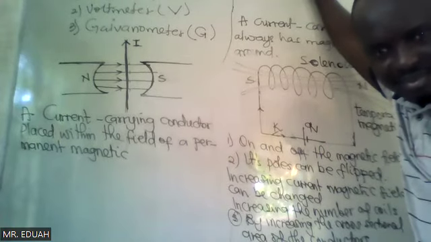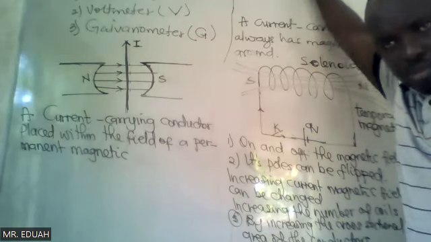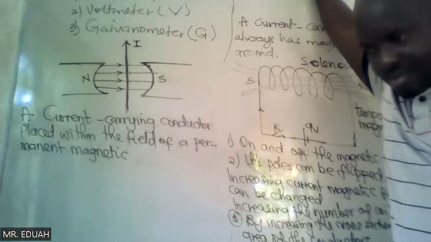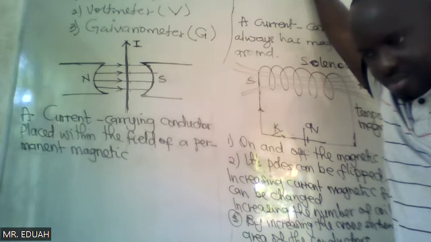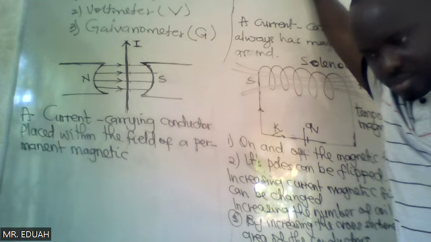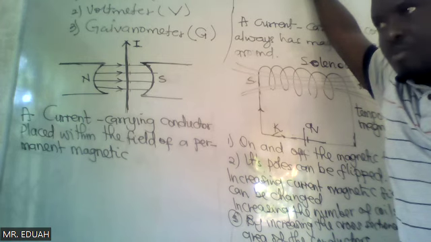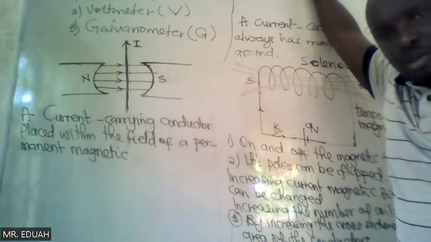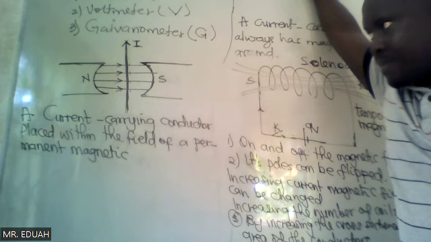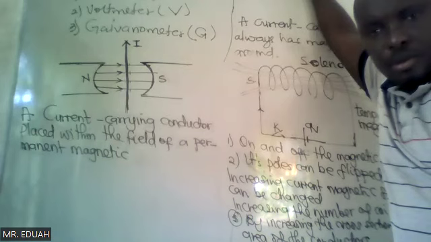Yes. Since the current carrying conductor also has a magnetic force around it, it's going to cause a resultant force between the magnetic lines of force and the magnetic lines of force of the current carrying conductor. Therefore, there's going to be a resultant force which is going to push the current carrying conductor out of the space in between, sorry.